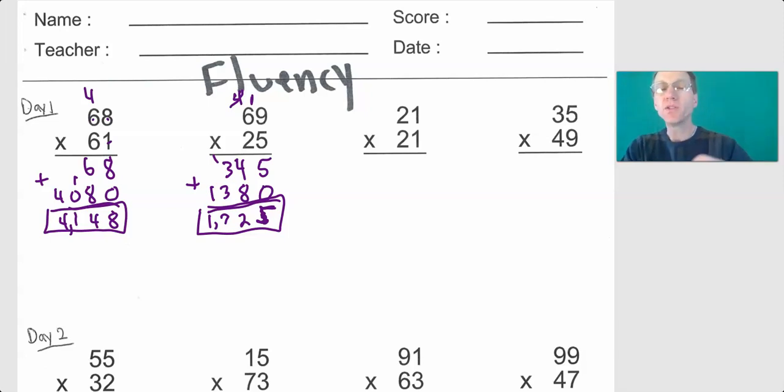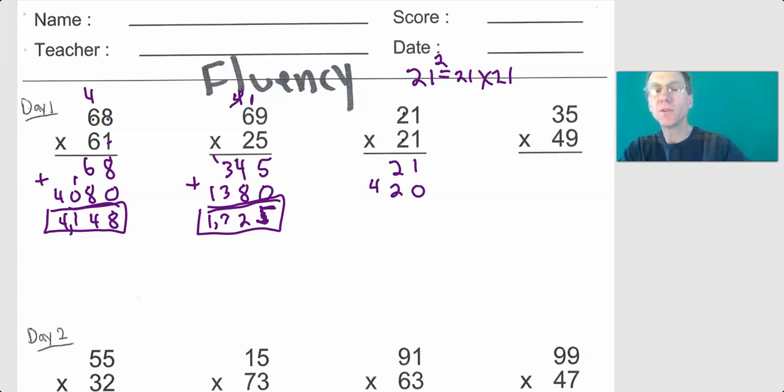Pause it, do the work. Here's 21 times 21. Which, by the way, we could write with exponents, it would look like this, 21 to the power of 2. Aha, we've got exponents coming up here at some point. So that's an exponent. That means 21, it's the same thing as 21 times 21. Here we go. 1 times 1. 1 times 2. Put a 0 and move over. 2 times 1. 2 times 2. Add the partial products. 441.